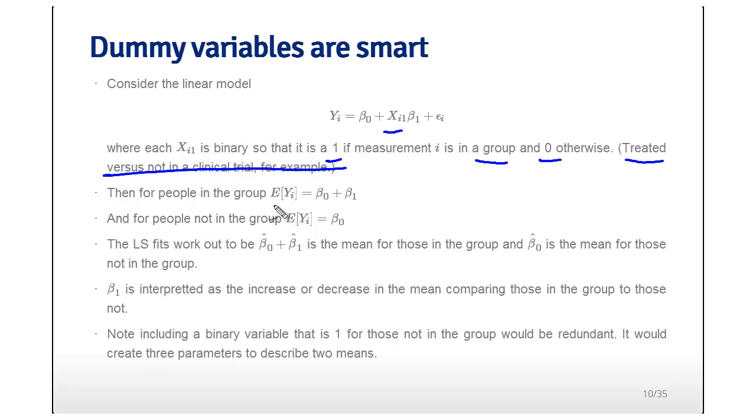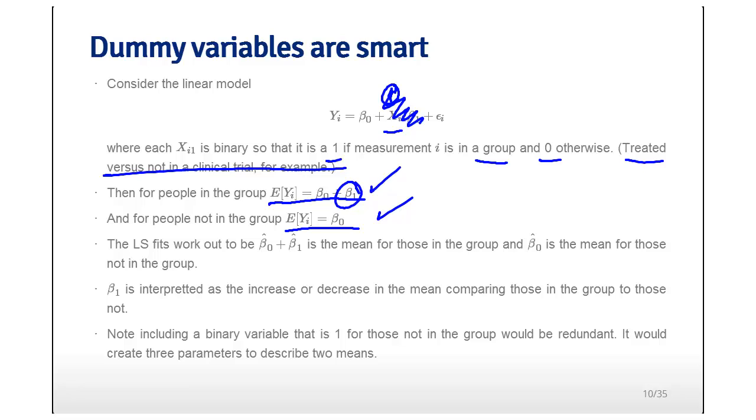Well then for the people in the group, the linear model predicts that the expected value of y is beta naught plus beta 1. And for people not in the group, xi would be 0, and then this term would drop out, and the model would predict beta naught. So this is basically saying there's a mean for people in group 1 and there's a mean for people in group 2. And we can actually interpret what beta 1 means in this case, the coefficient in front of x1.